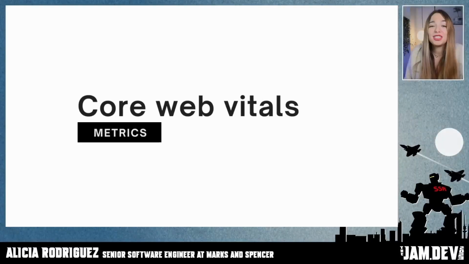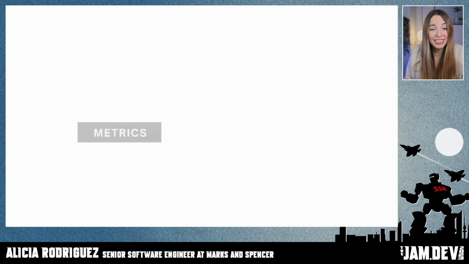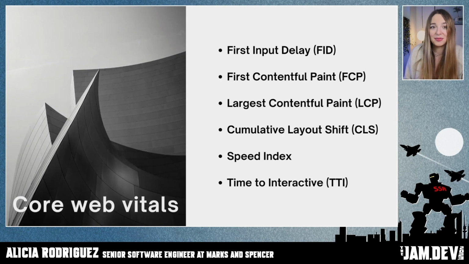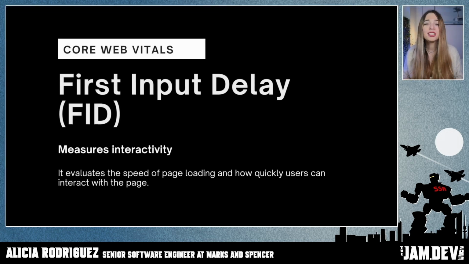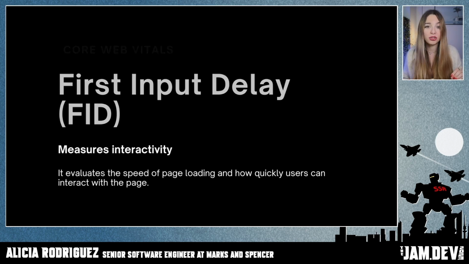The Core Web Vitals metrics that we are going to look into today are the following. First input delay. First contentful paint. Largest contentful paint. Cumulative layout shift. Speed index and time to interactive. First input delay measures interactivity. It evaluates the speed of page loading and the browser responding to that interaction.